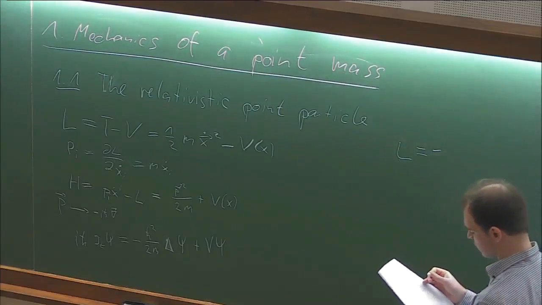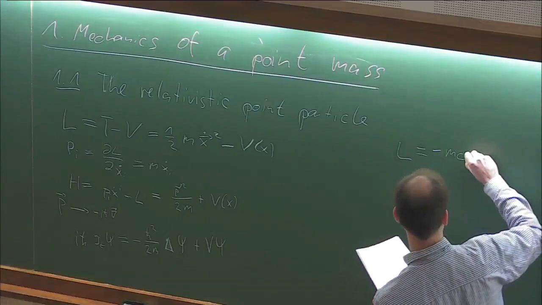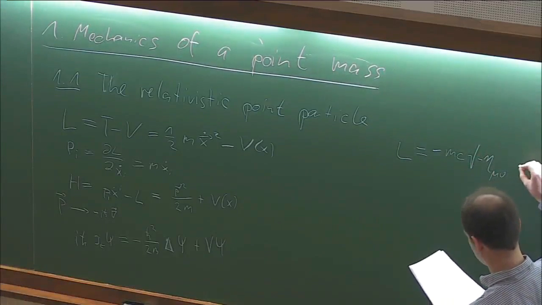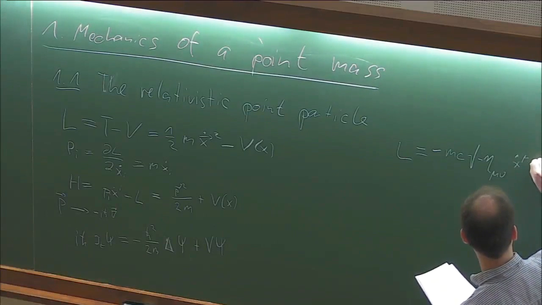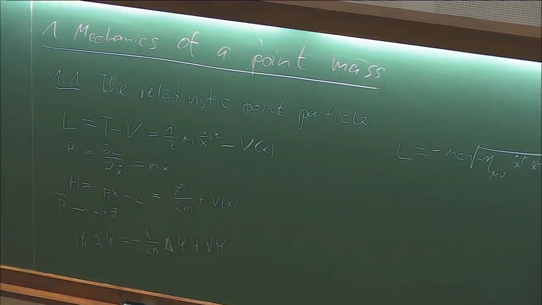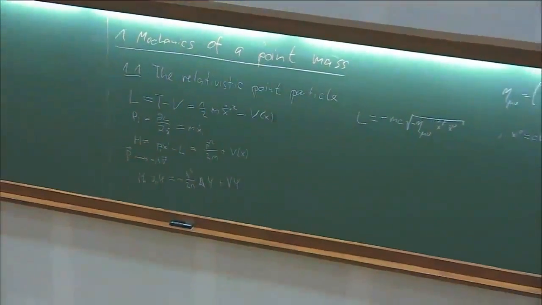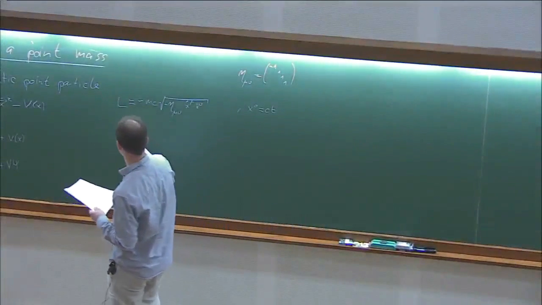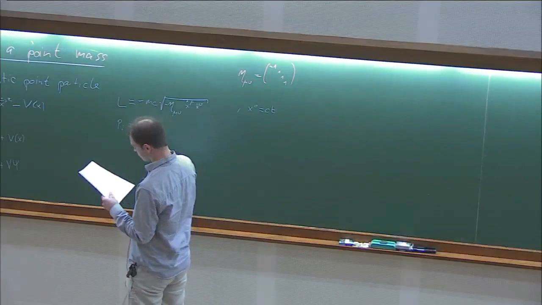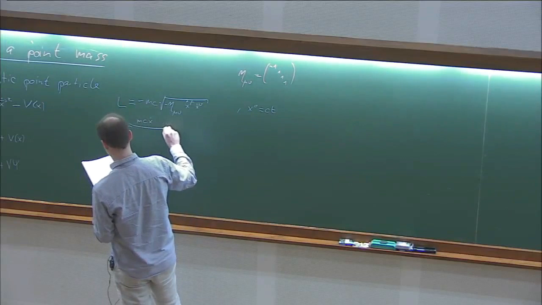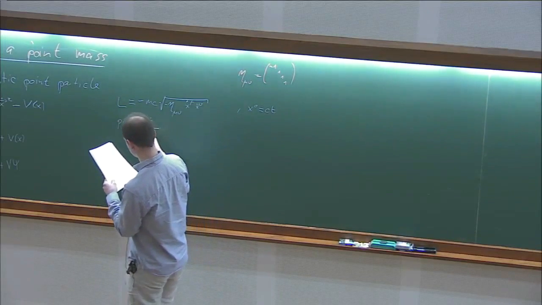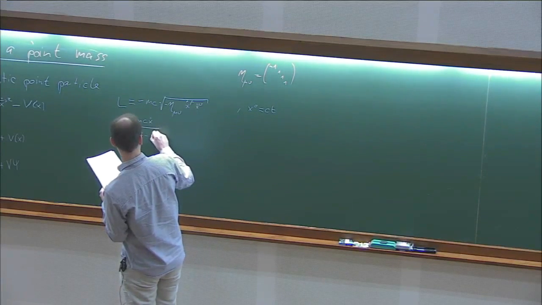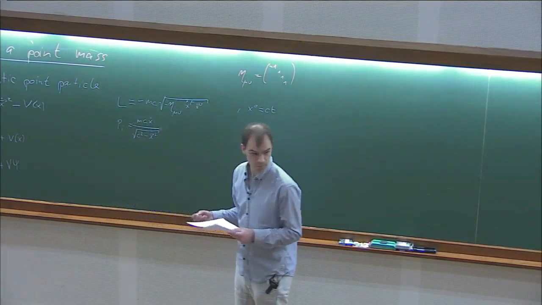then the Lagrangian in the relativistic case is minus mc times the square root of minus eta mu nu x dot mu x dot nu. Where the x0 coordinate is c times t, and for the metric, I use the mostly plus signature, so the metric is minus 1, 1, 1, 1. So we can do the same thing. We can define canonical momenta, which are m x dot divided by the square root, which is just c squared minus x dot squared.